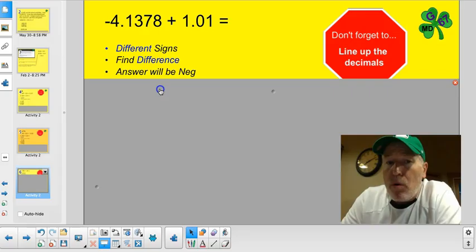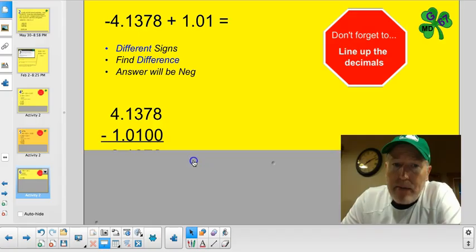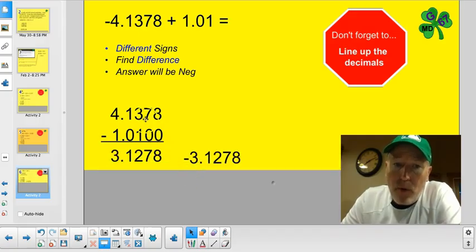All right, so what we're going to do is we're going to find the difference, and we know that our answer is going to be negative. And you could put a negative symbol up there right now if you wanted to. I'm going to add it at the end. So here I go. I'm going to line up my decimals. I got 4.1378, and I'm going to subtract, because I'm finding the difference between these two. I'm going to subtract 1.01. I had to add a couple of placeholders here because there's more decimals here. So I can just add as many zeros on as I want.